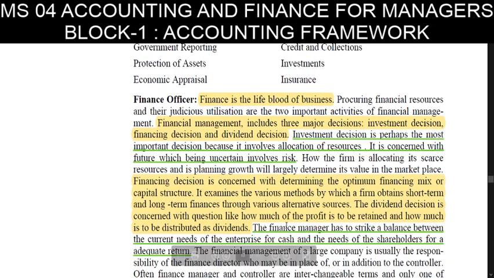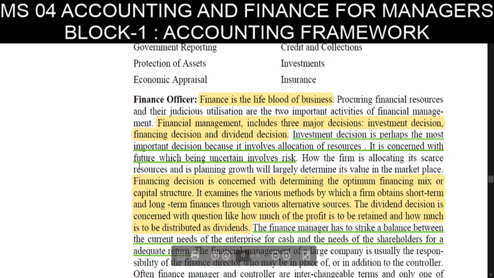A finance officer. Finance is the lifeblood of business. Underline this point and write it in your answer sheet wherever a question on finance comes. Finance is the lifeblood of business. Financial management includes three major decisions: investment decision, financing decision, and dividend decision. Investment decision is perhaps the most important decision because it involves allocation of resources.